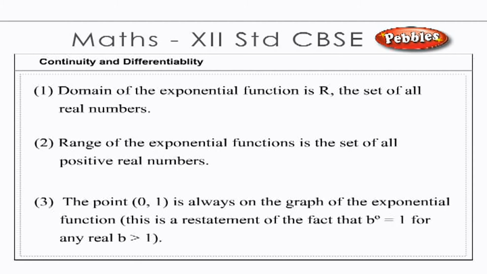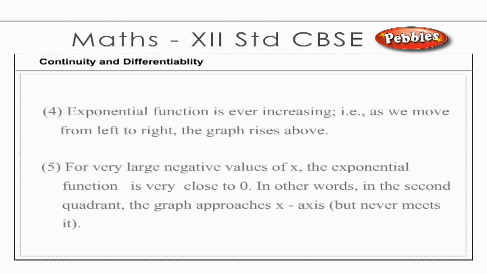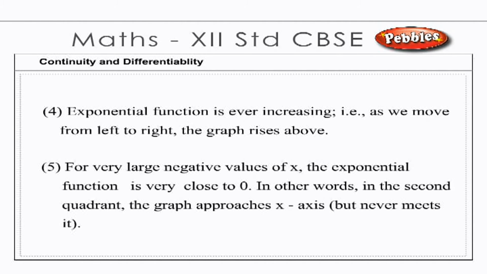This is a restatement of the fact that b power 0 is equal to 1 for any real b greater than 1. Exponential function is ever increasing, that is, as we move from left to right, the graph rises above. For very large negative values of x, the exponential function is very close to 0. In other words, in the second quadrant, the graph approaches the x-axis but never meets it.